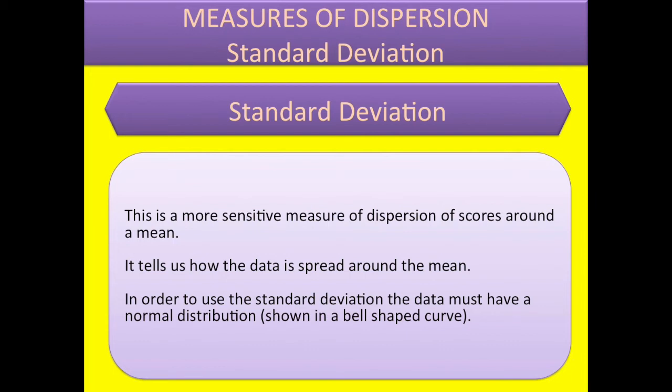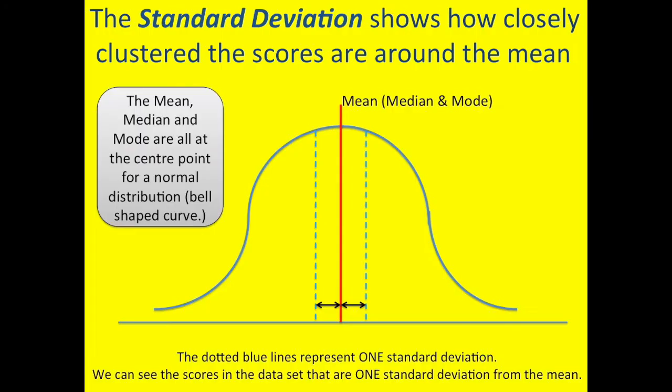It tells us how the data is spread out around the mean. In order to use the standard deviation, the data must have a normal distribution, which is shown in a bell-shaped curve. So this is our normal distribution shown in a bell-shaped curve, and you can see the red line on the picture shows the mean, and when you have a normal distribution, the mean, median and mode are all exactly at the centre point.